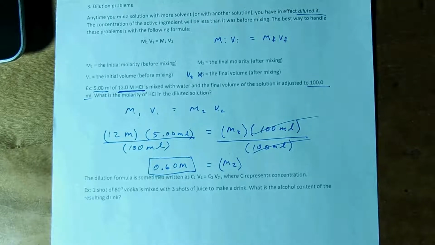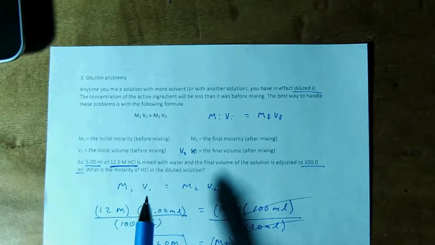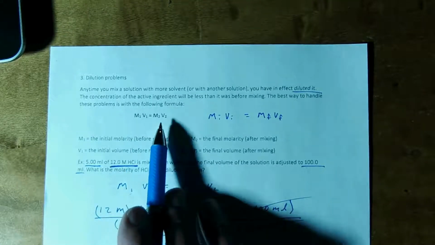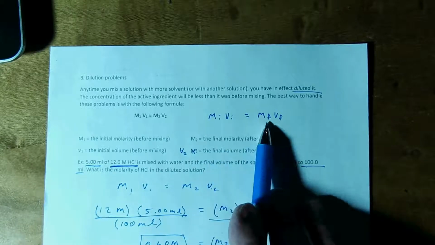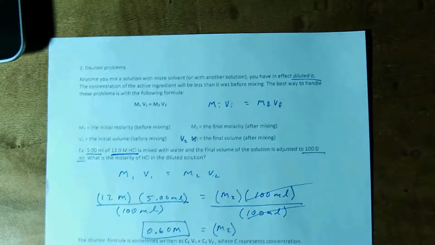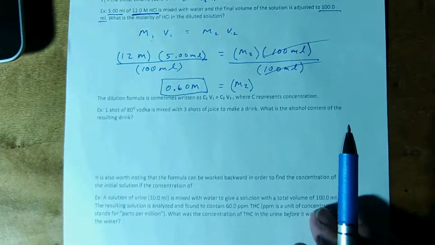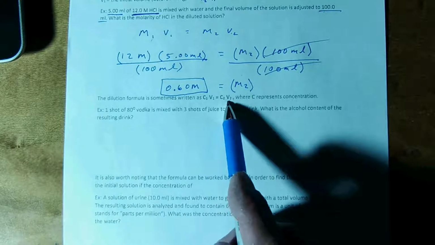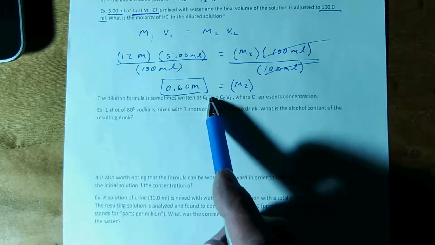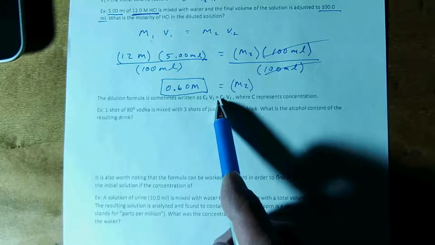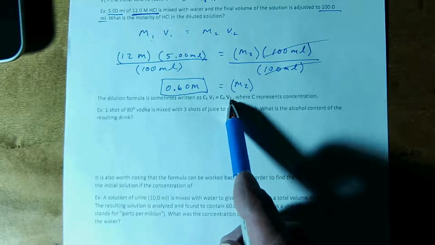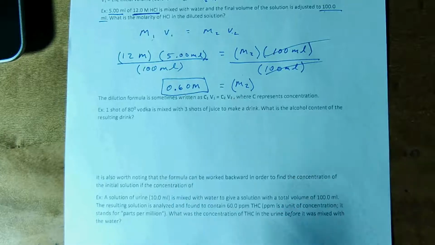So again, that's the dilution formula. Just to maybe give you a better appreciation for that formula, it's typically written as M1V1 equals M2V2. Sometimes you'll see MIVI equals MFVF. You'll sometimes see it written as C1V1 equals C2V2: the initial concentration times the initial volume has to equal the final concentration times the final volume. You don't have to use it with molarity. You can use it with other units of concentration.